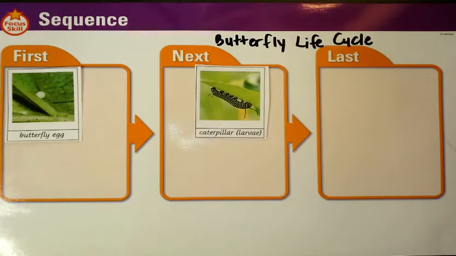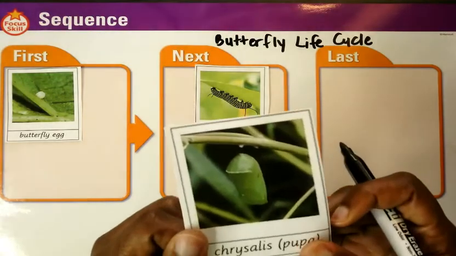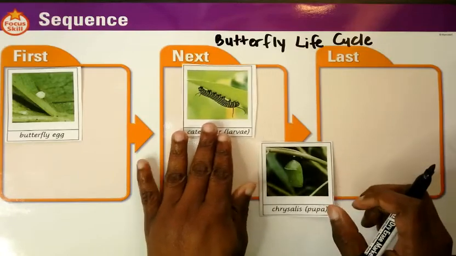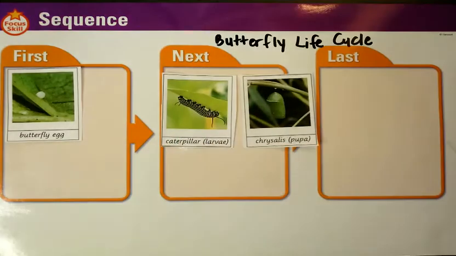And you're wondering, then what's the third step? The third step would be the chrysalis. So here I have a photo of the chrysalis, and this is what happens next.